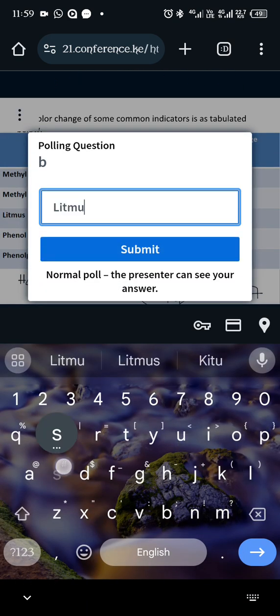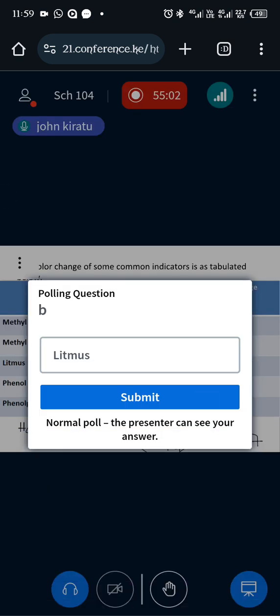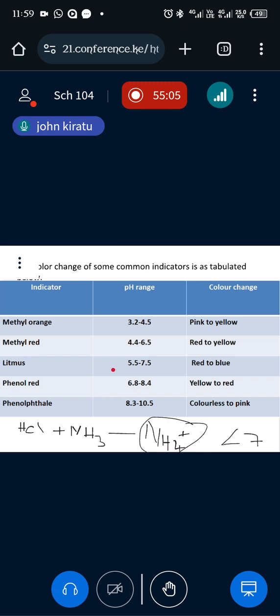From that table, we have said it is equal to 7. People have said litmus paper, which ranges from 4.5 up to 7.5. We can see 7 is within that range. Somebody has said litmus paper. And actually, I want you to list from this list. Don't list one. If there are 2 or 3 indicators which can be used, you can list. Somebody has said litmus paper and phenol red.